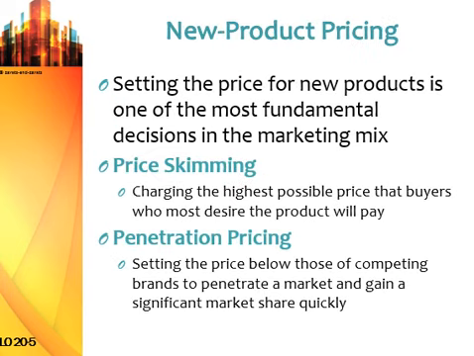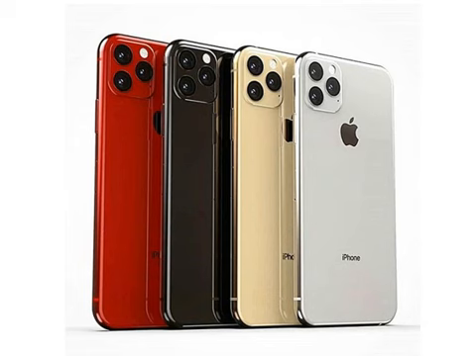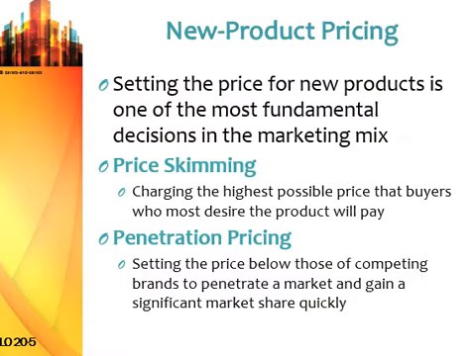When it comes to new product pricing, there are two primary ways. One is price skimming. Price skimming is used by Apple computers a lot when launching new products. So they set the highest possible price that buyers who most desire the product will pay, and eventually they lower them once most of the people who can afford it have bought it.